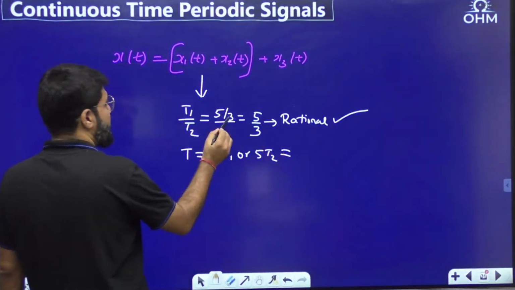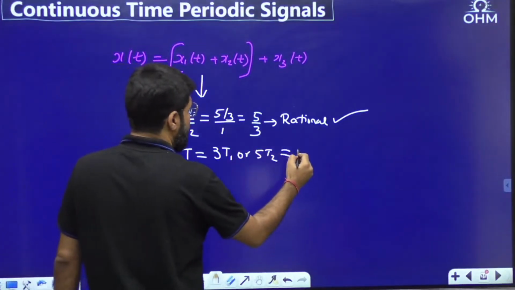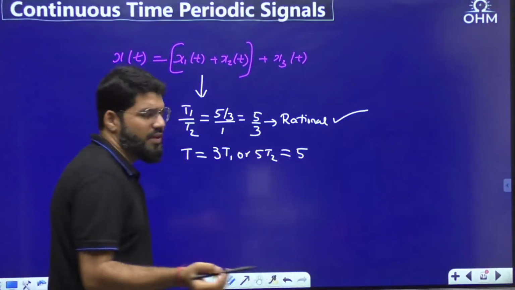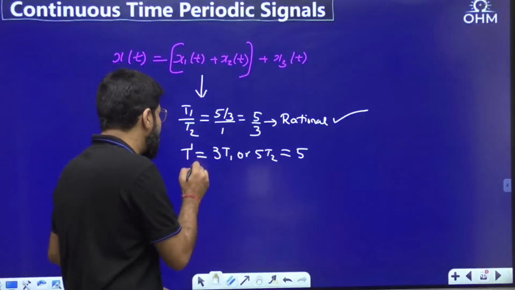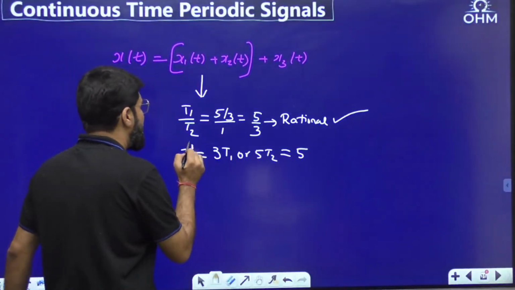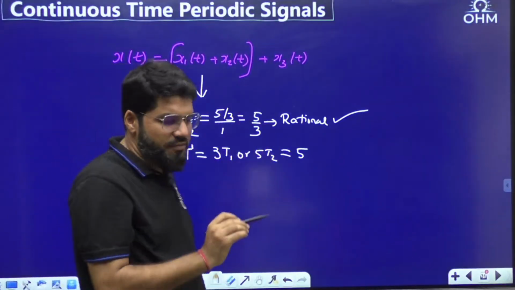T1 is 5 by 3, so 3T1 will be equal to 5, or 5T2 also 5. Both of them will always give the same answer. So what is the time period T dash? The combined time period of x1 and x2 will be 5.